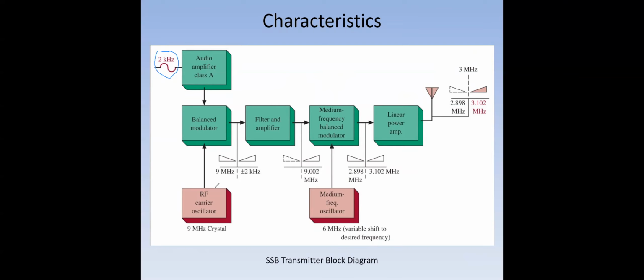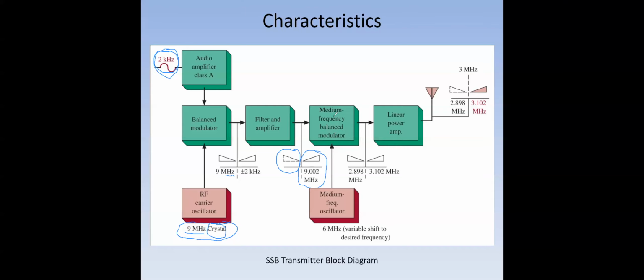Then into our balanced modulator. In this case, we have our oscillator, which, even though it doesn't matter, is 9 megahertz, but it is a crystal type oscillator, because it is the most efficient type of oscillator. Then we have our balanced modulator, and coming in we have our 9 megahertz, which comes from our carrier. Then we have our plus or minus 2, which is the upper and lower for our intelligence that's coming in. Going into our filter and amplifier, here we have removed the lower, and now we have the upper coming out.